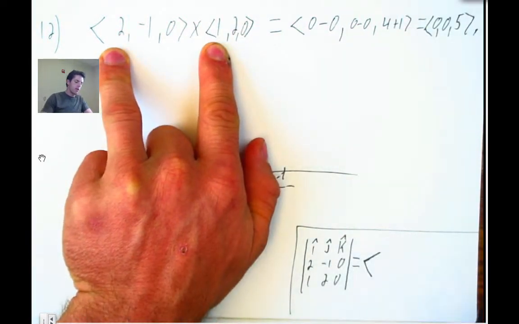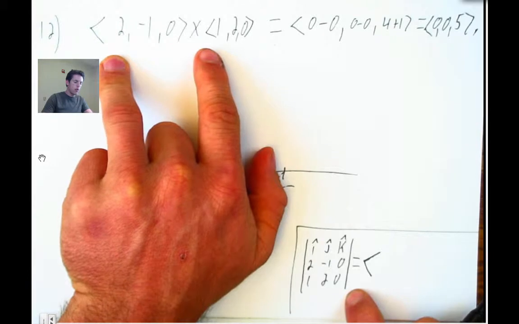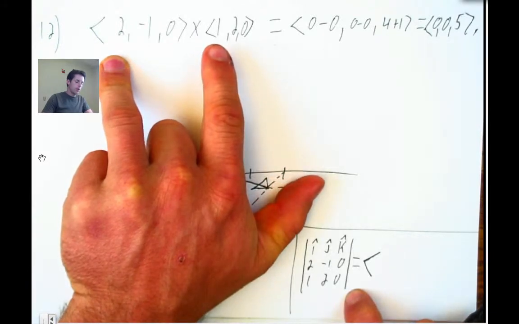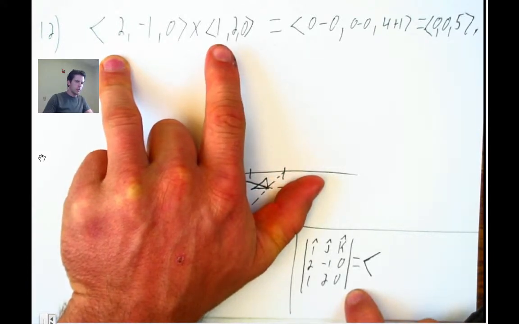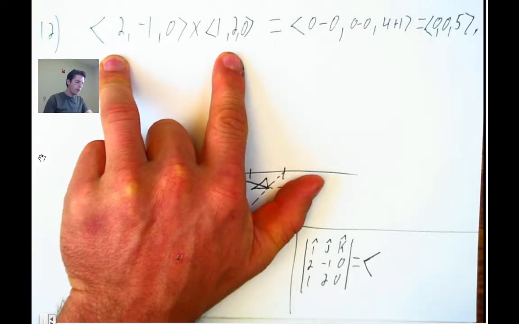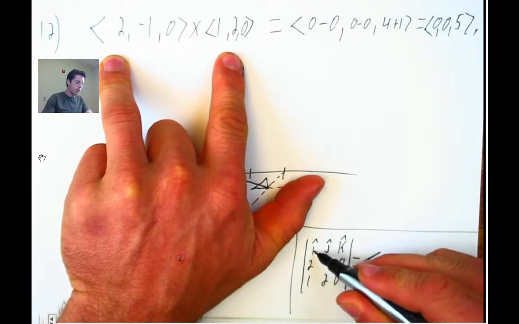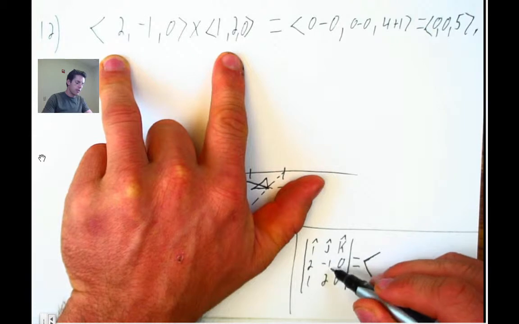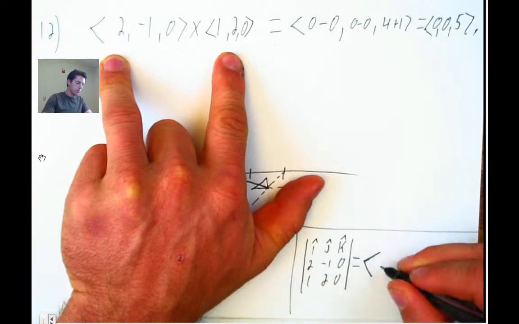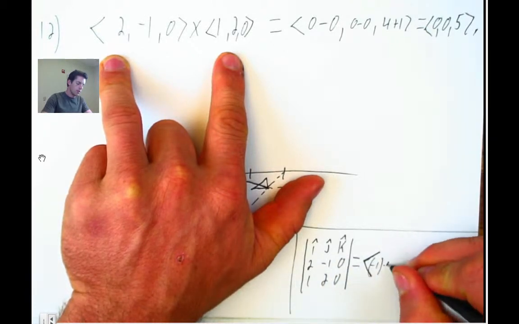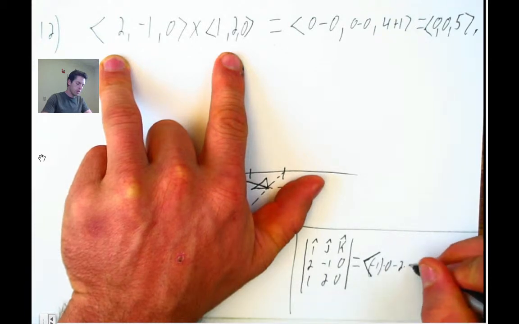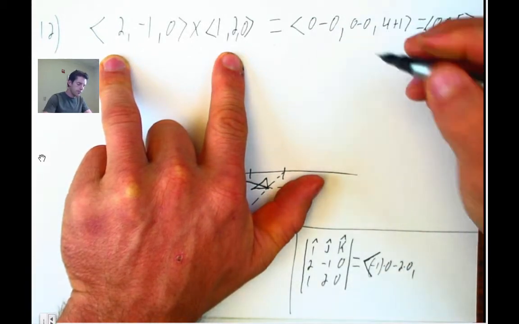Let me show you what I'm talking about. Down here, I'm drawing the determinant algorithm. This is kind of just a way of doing scratch work. The first component, coefficient of i hat, is -1 times 0 minus 2 times 0. See, I did that right there.